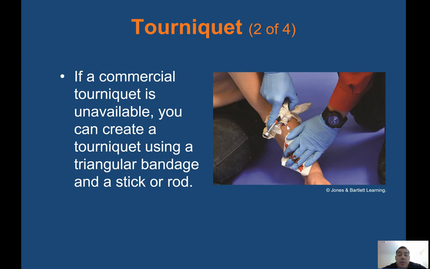Another thing you could use too is your belt. Most people wear a belt, especially if you're out in the field or if you're out in the park one day and something happens. You can take off your belt and use that as a tourniquet until EMS or 911 arrives. So you basically use anything for a tourniquet.